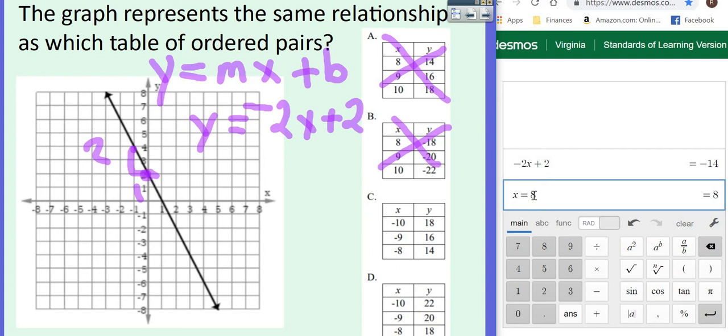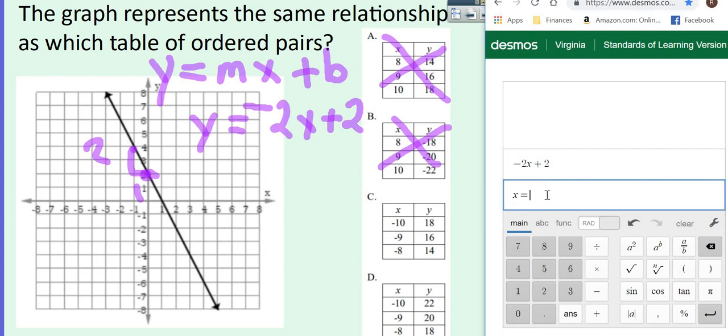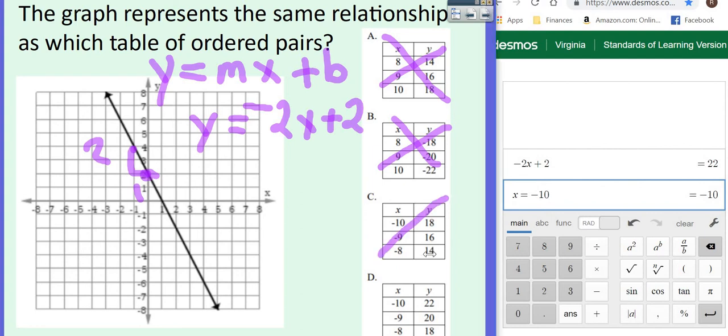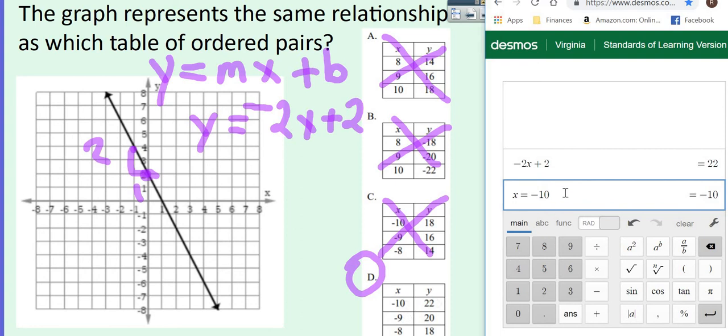Now let's try negative 10 for C. See how that works. So x equals negative 10. And that gave me 22. That didn't work either. So D's got to be our answer, but let's make sure that we're sure about that. We plugged in negative 10. We did get a 22. So now let's plug in negative 9 and we get 20. And let's plug in negative 8 and we get 18. So D is definitely your answer.